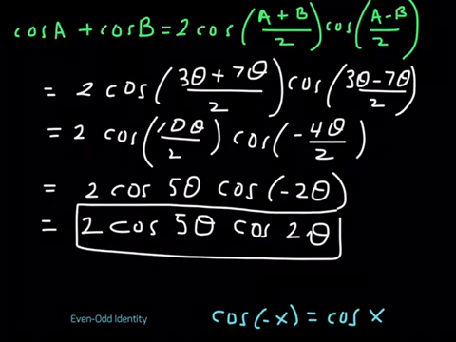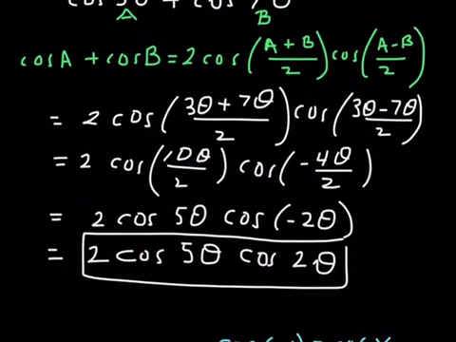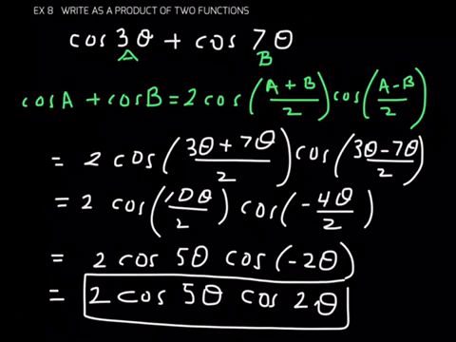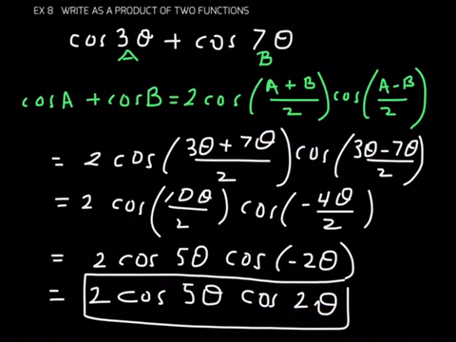This sum here has been rewritten as a product. Good job, everybody. This concludes 5.5, double angle identities.